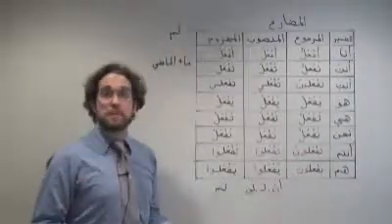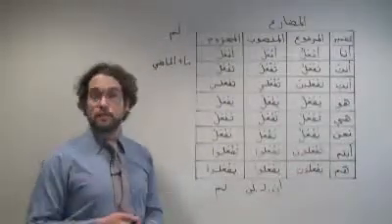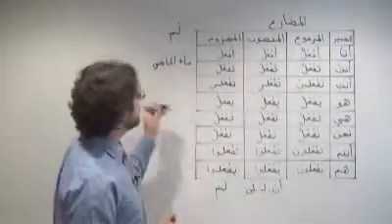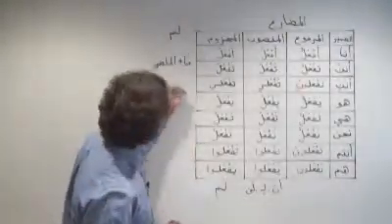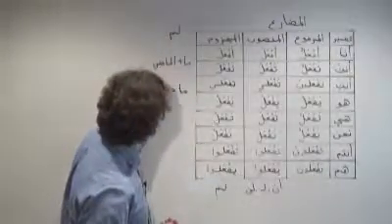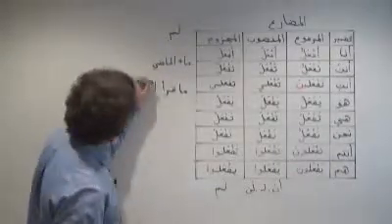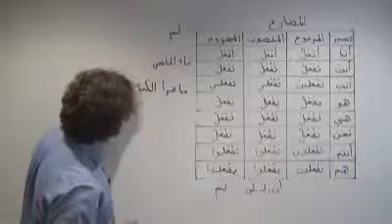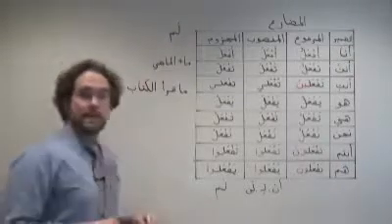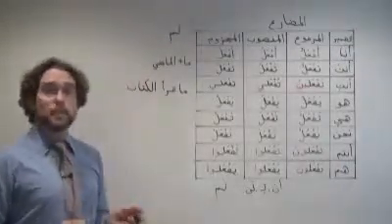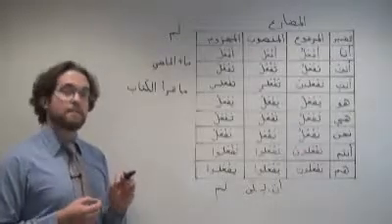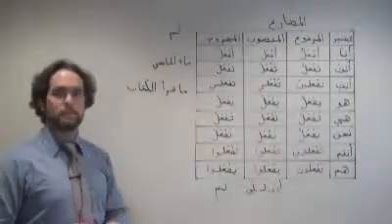For example, if we wanted to say, he didn't read the book, one way we could say that is ma qara'a al-kitab. And this is an acceptable written form, but there's another way of negating the past in formal Arabic.